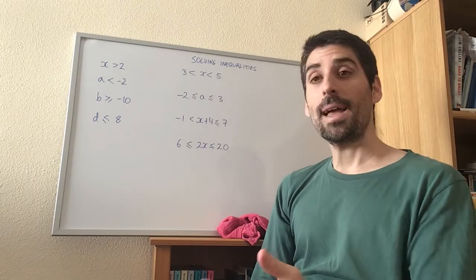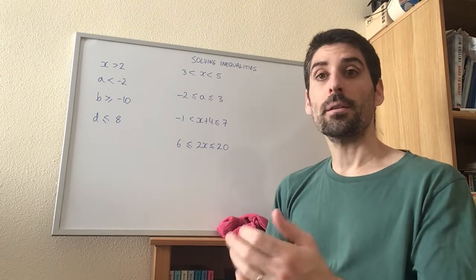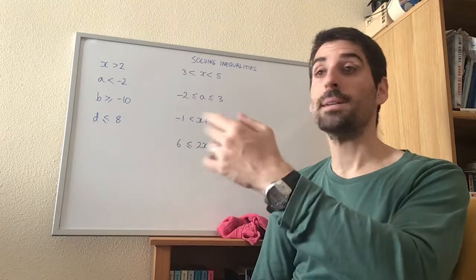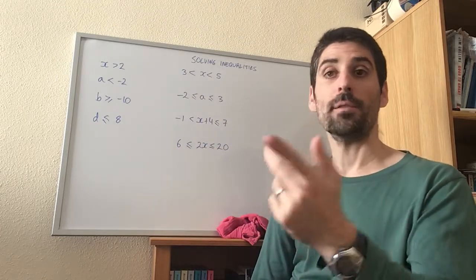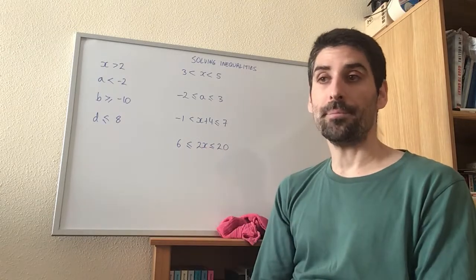That means that x could be any value between 3 and 5: 3.1, 3.2, 3.3, 3.7, 4, 4.1, 4.2, 4.5, 4.9. Could it be 5? No, it couldn't be 5. Could it be 3? No, it couldn't be. So it could be any value between 3 and 5.